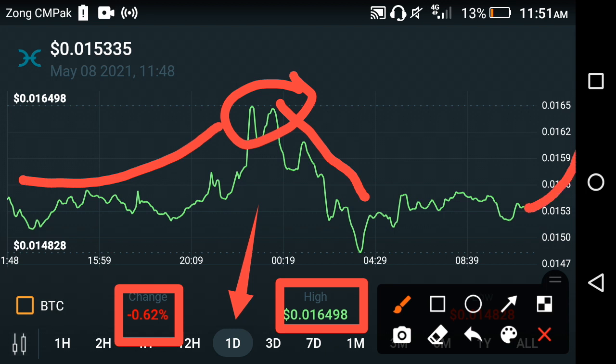What's your opinion about Holochain? Please also share in the comment box. I hope that there is a 70% chance that it takes a jump. What's your opinion about Holochain? Please share in the comment box.